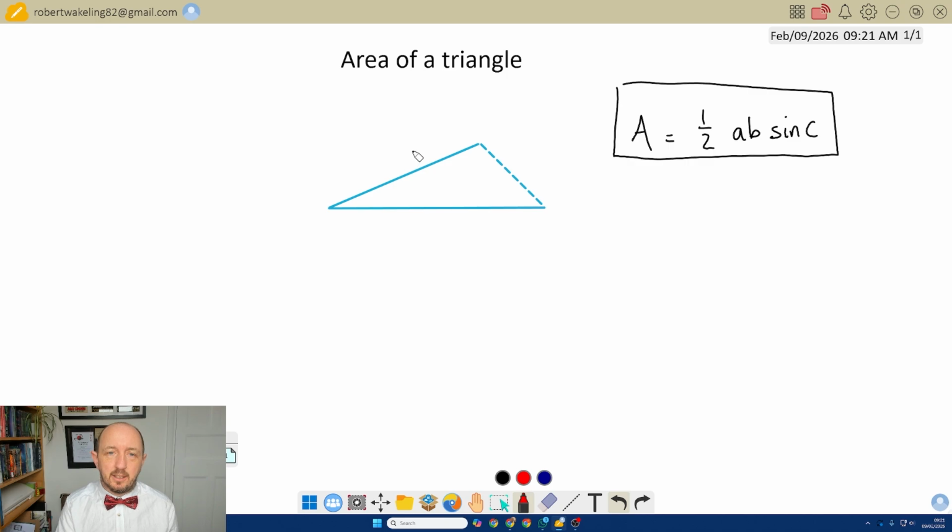a and b are two sides of a triangle, any two sides of the triangle. I've done the dotted line here, which is the third side, which isn't involved in this, but that would be little c, which means this angle here would be capital C. That's a capital C in the formula. So all we need is two sides and the angle that's in between them, and we just substitute into this formula. So half times a times b times the sine of the angle in between.